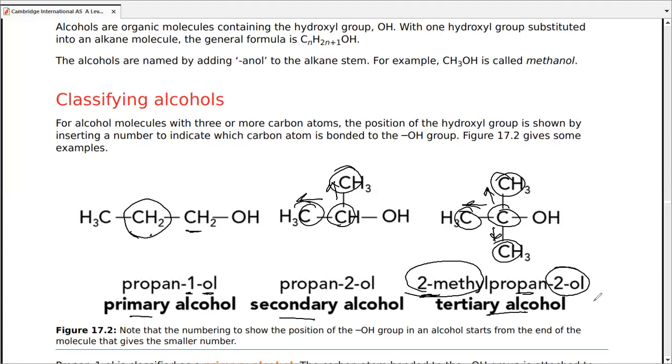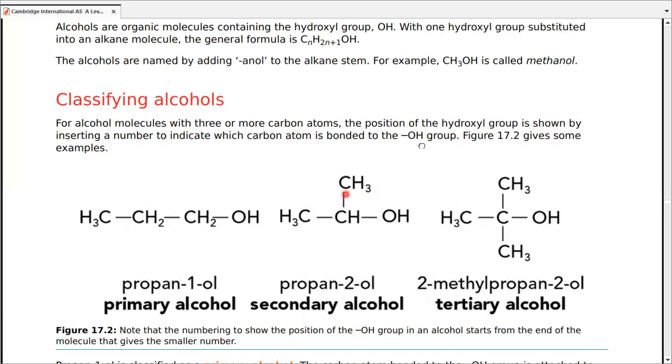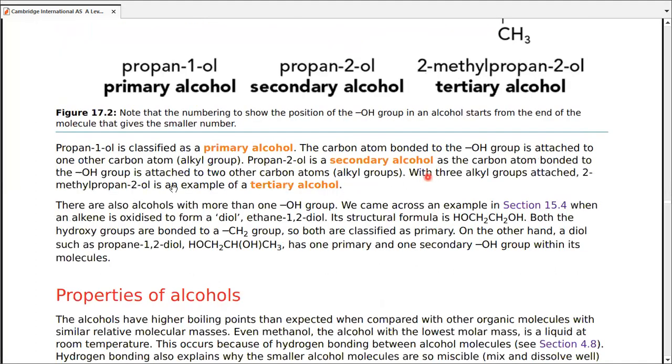Do you? Yes. Great. So moving on, propanol is classified as a primary alcohol. The carbon atom bonded to the OH group is attached to one other carbon atom. We have already studied it. It's easy. So propan-2-ol is secondary because of two other carbon atoms attached. And 2-methylpropan-2-ol is the example of tertiary because it is attached to three others.